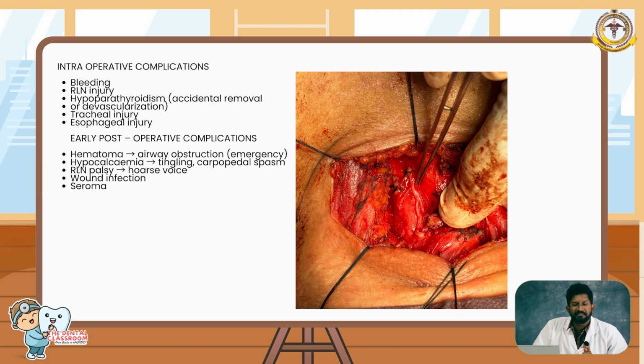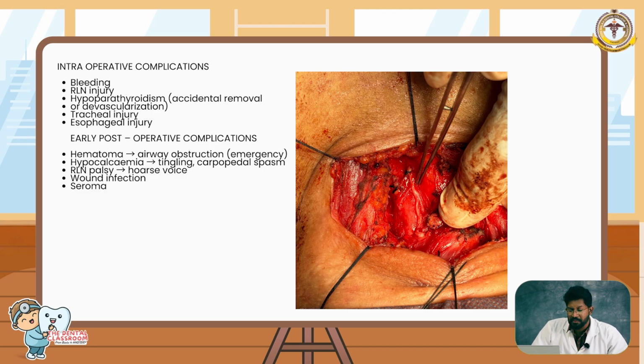Intraoperatively you can develop a certain amount of complications. Post-operatively, early and late, you can also have complications of surgery. The most common intra-operative complications are bleeding, recurrent laryngeal nerve injury, and hypoparathyroidism because of accidental removal of the parathyroid gland, or devascularization because of damage to the blood vessels of the parathyroid. Then tracheal injury can happen. Esophageal injury can also happen in case of extremely adherent thyroid tissue.